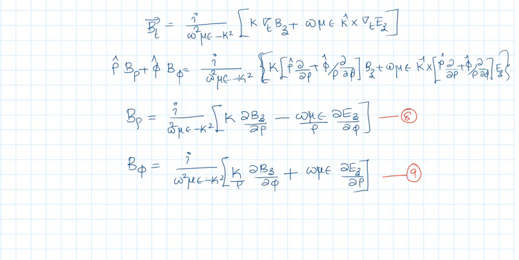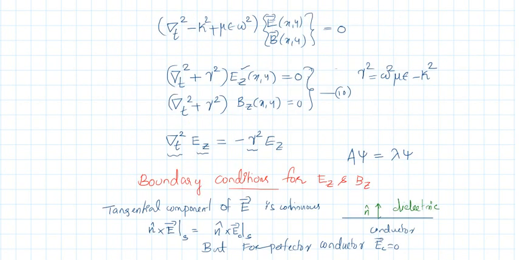Okay. Now take this wave equation in order to solve for Ez and Bz. This is our wave equation. Call this mu epsilon omega square minus k square as gamma square. So this equation is del t square plus gamma square into Ez. This is a vector equation. E has three components: E rho, E phi, and Ez. We are just writing the equation for Ez. Then from this, we are just writing the equation for Bz. So we got two wave equations, one for Ez and the other for Bz.